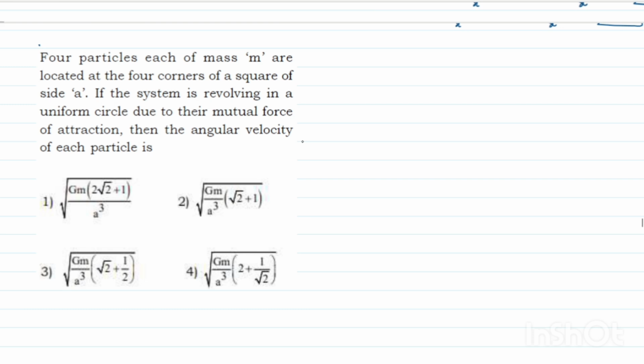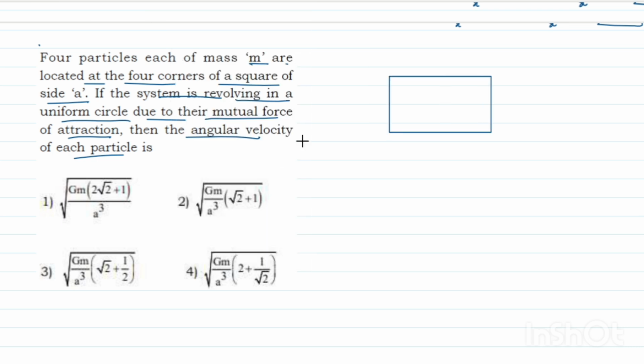Let us see the next question, students. The next question says 4 particles each of mass m are located at the 4 corners of a square of side A. If the system is revolving in a uniform circle due to their mutual gravitational force of attraction, then they are asking the angular velocity of each particle. So here this is one square, and here all are identical masses, m and m.